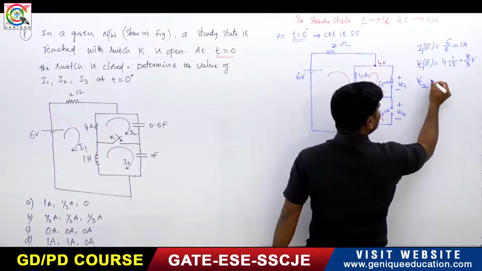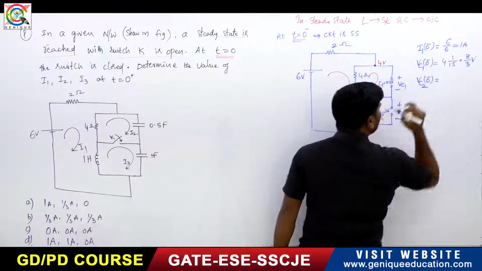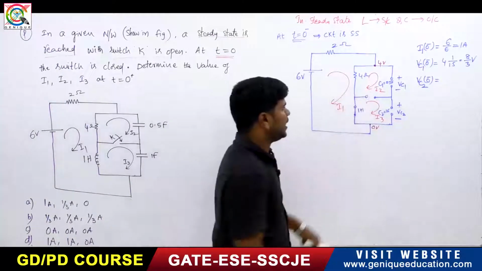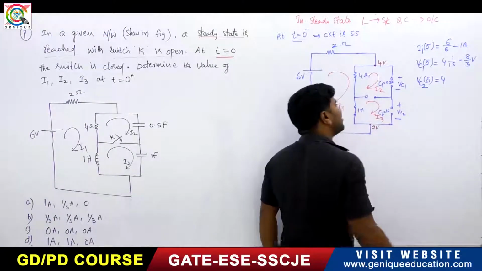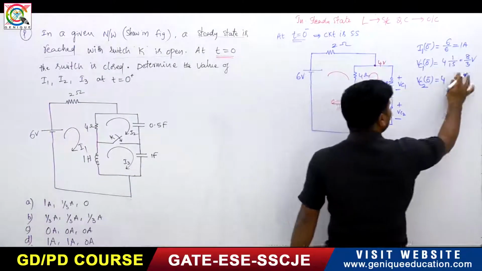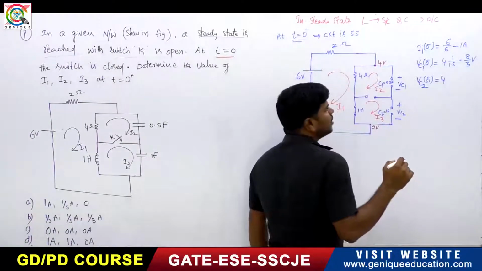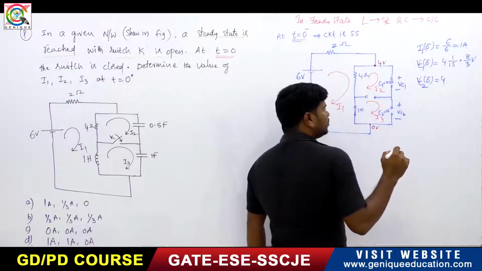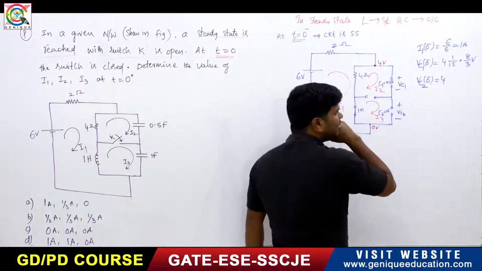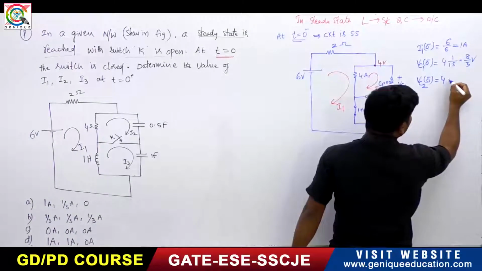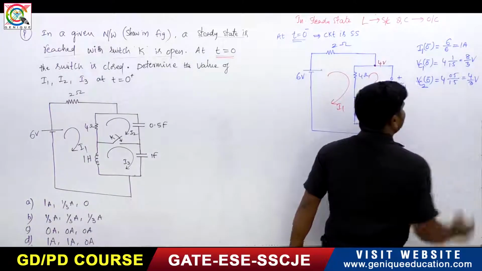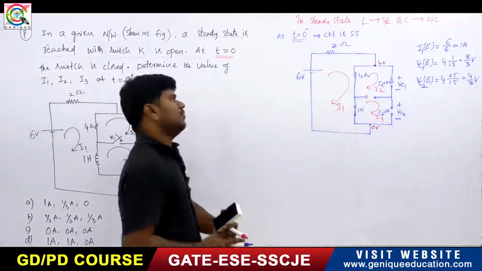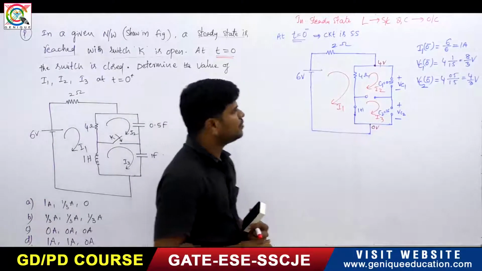Now what will be VC2 of 0 minus? VC2 of 0 minus will be the total voltage, 4 into the opposite capacitance divided by the total capacitance. This will be 0.5 divided by 1.5. This will be 4 by 3 volts. So this is VC1 of 0 minus and VC2 of 0 minus.